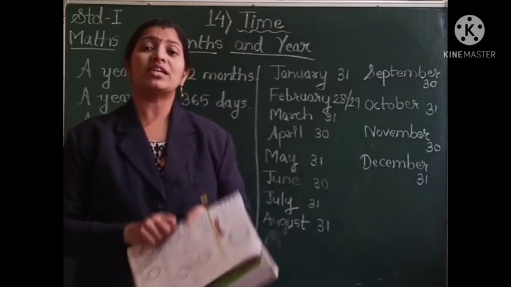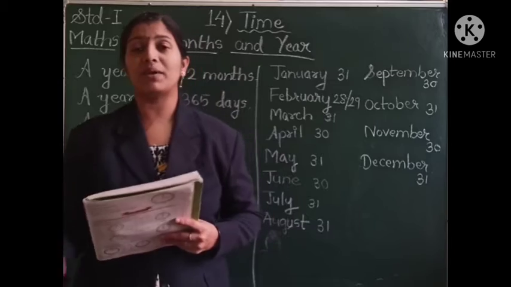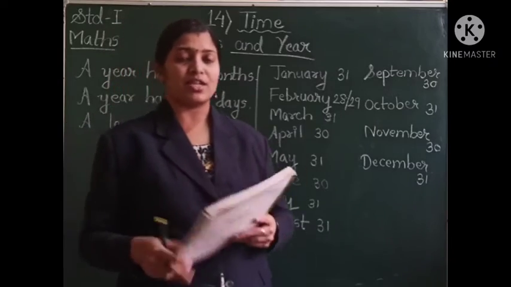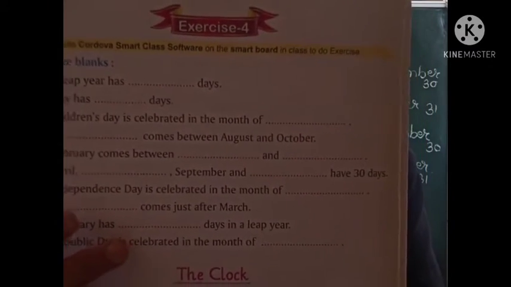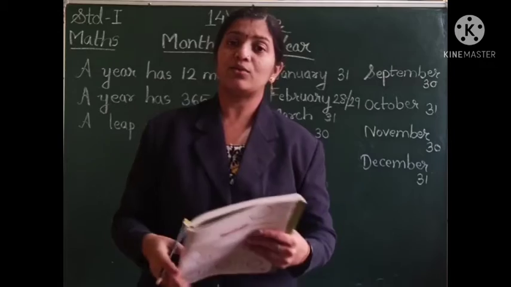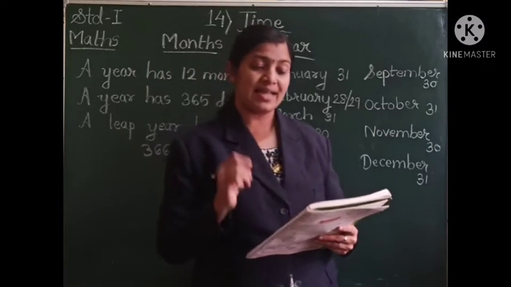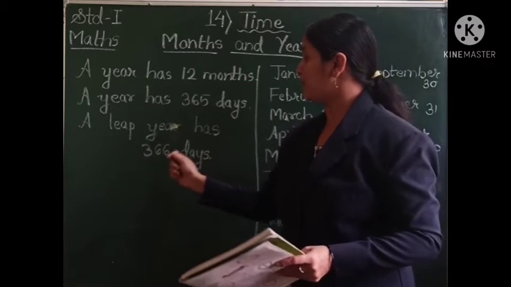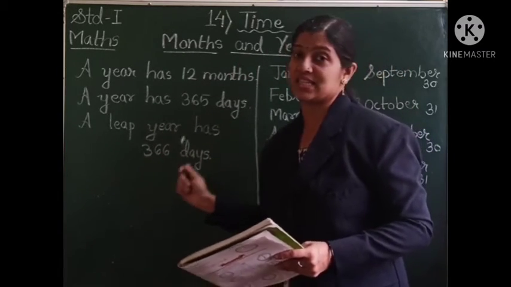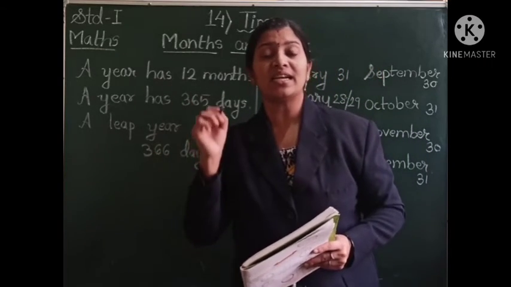So now let us move on to the exercise which is based on the months of the year. So I will read out the fill in the blanks. Exercise number 4 is totally based on fill in the blanks. You can see here, this is exercise number 4 in your textbook. Now I will read it out and I will also discuss with you the answers. A leap year has dash days. I just told you that a leap year is having 366 days. So you have to write, a leap year has 366 days.